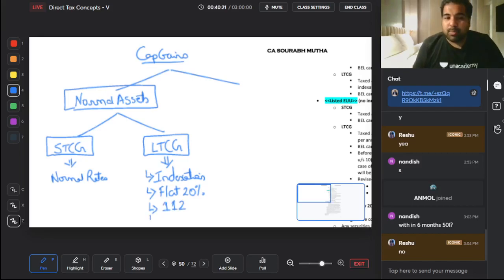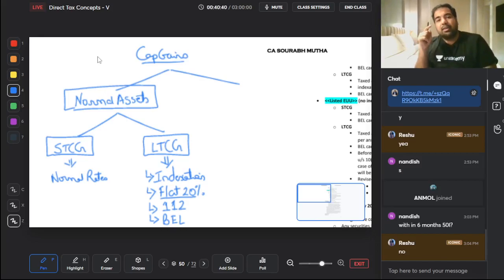But can I use my basic exemption limit against this at least? Yes, you can. So what if my long-term capital gain is 10 lakh rupees? Then up to 2.5 lakh rupees, nothing. And from 2.5 to 10, on that 7.5 lakh, I have to pay flat 20%. Yes, guys, if you remember, on lotteries, how much do you pay? 30%. Same way here you pay flat 20%. Think about it. This is also like a lottery, 20%.